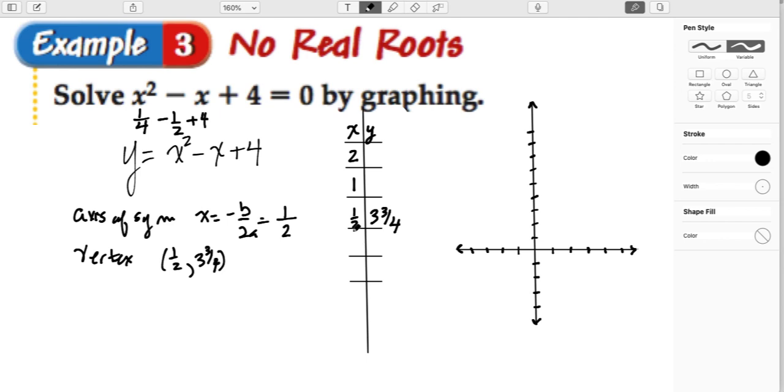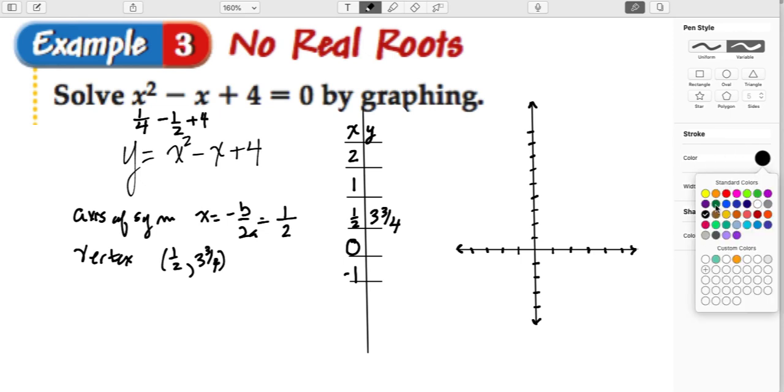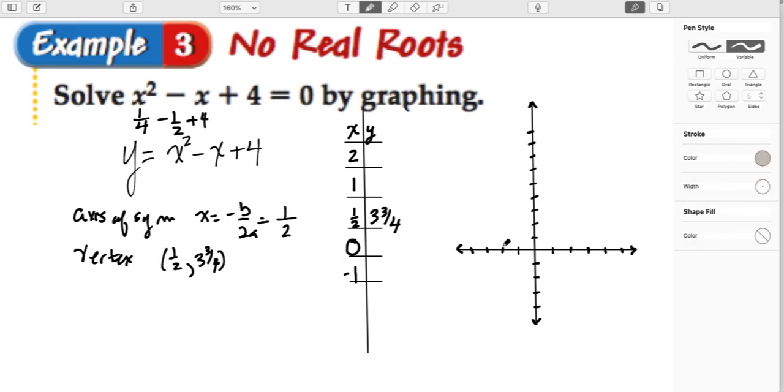So going back a half step is going to get me at 0, and then going back a full step will get me at -1. I hope that made sense because we want to be symmetrical. So let me actually put in our axis of symmetry. Our axis of symmetry is here at +1/2. So let's go ahead and draw that in as neatly as I possibly can.